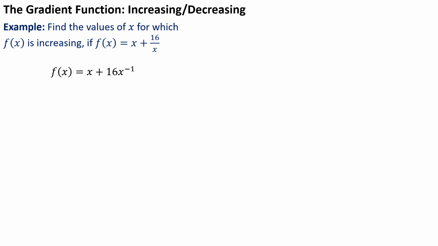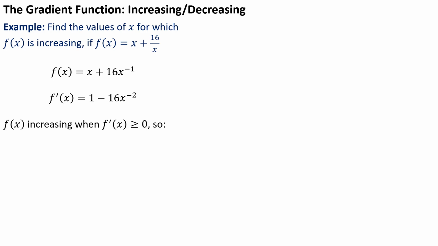X differentiates to give 1, but 16x to the minus 1 differentiates to give minus 16x to the minus 2. Bring the power down in front, reduce the power by 1. The reason we want the derivative is that a function's increasing or decreasing will depend upon whether the gradient function is positive or negative. So what we're interested in here is finding out when f dash of x is greater than or equal to 0.